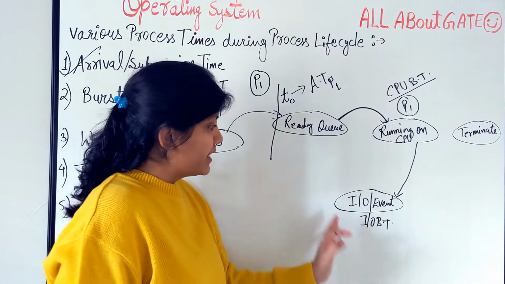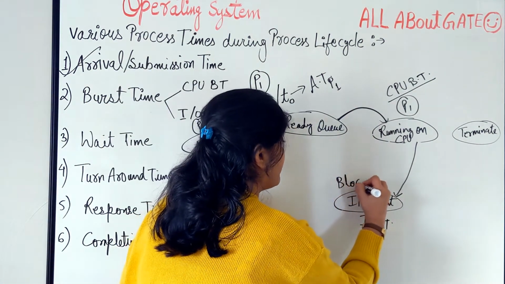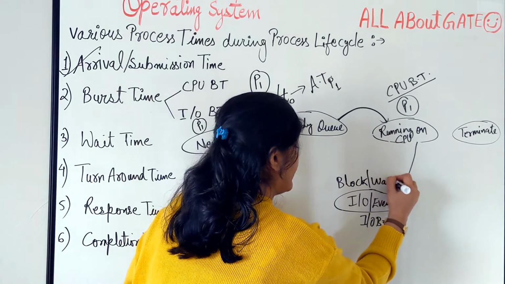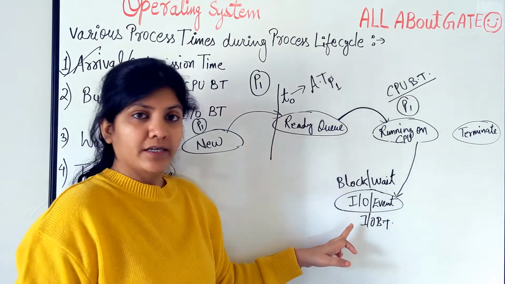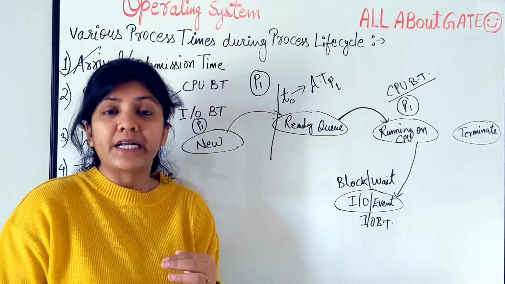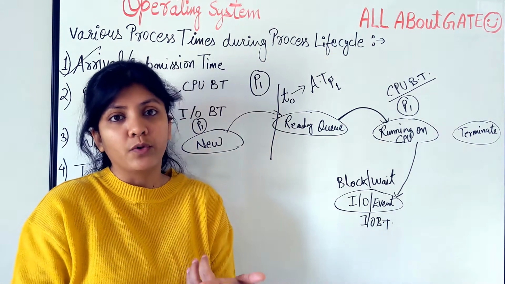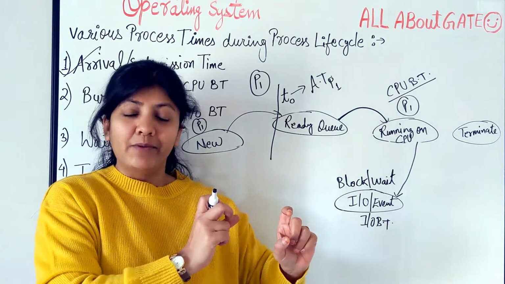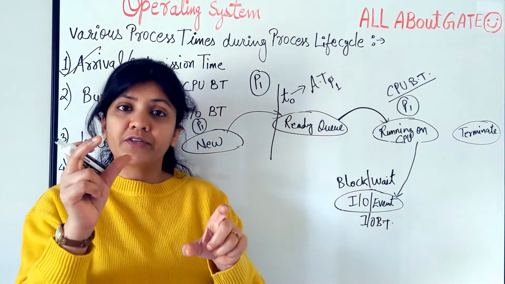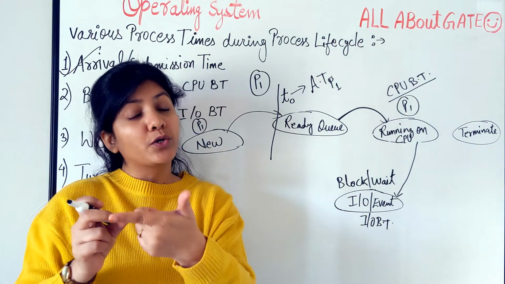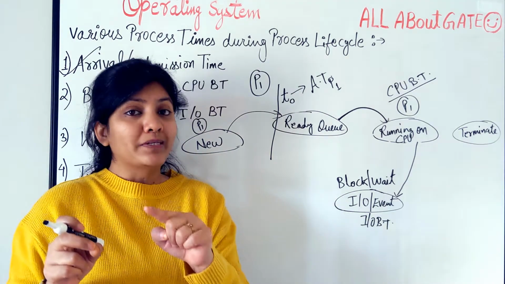This is also known as the blocking state or the wait state. When a process comes here, it does not immediately get execution on the input output. It might have to wait in the device queue. That waiting time will be counted in the wait time, but the time it gets a chance to execute the input output will be counted as input output burst time.